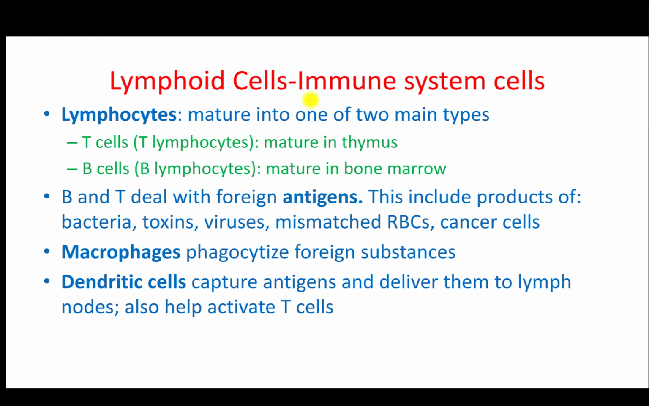For the lymphocytes or the white blood cells, this is something you are already familiar with. We have the lymphocyte T cells and B cells. Those will detect the foreign antigen, will deal with virus infections, bacterial infections, mismatched red blood cells, cancer cells. We have macrophages, those are phagocytotic cells. We have dendritic cells, those are also phagocytes, that take up the antigens or the bacteria and present them to the T cells. So those are all the lymphoid cells.